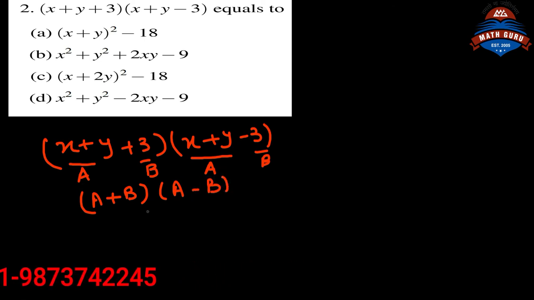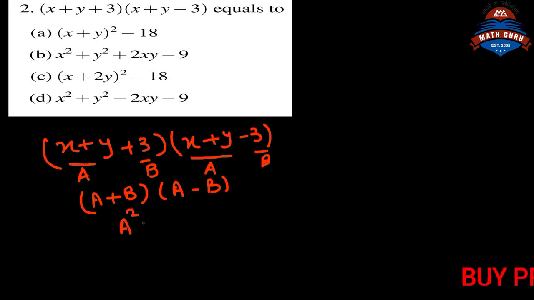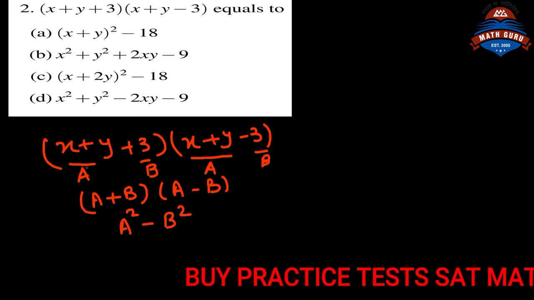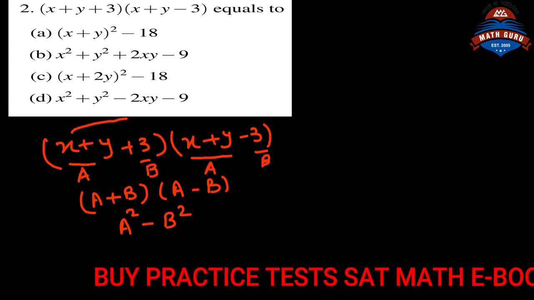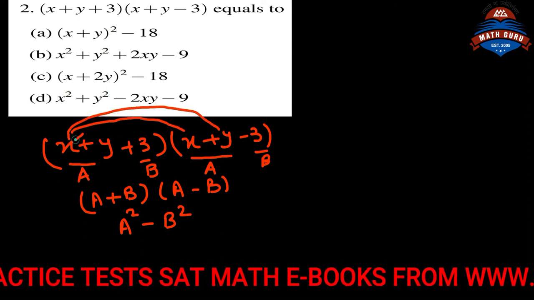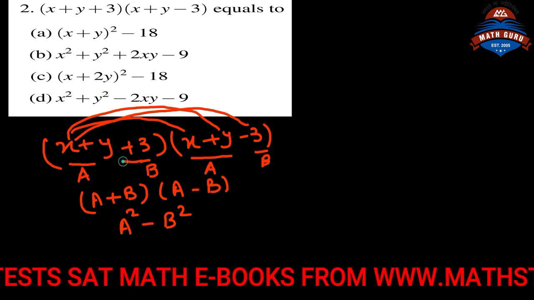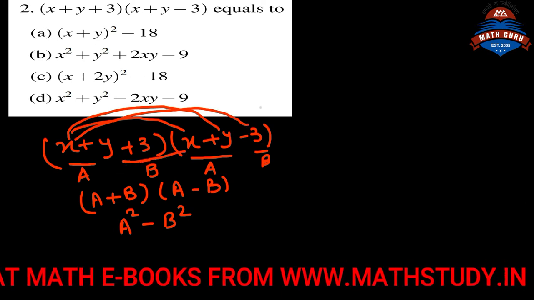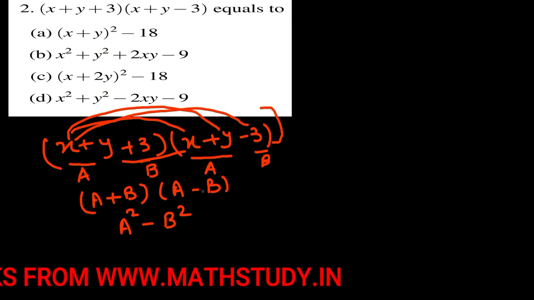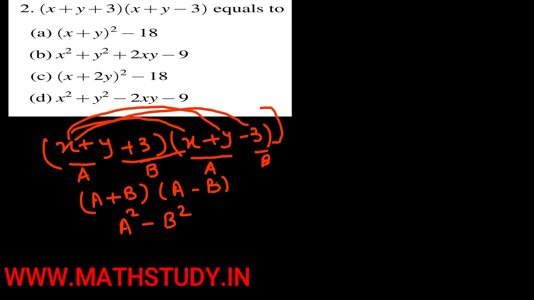So here we can easily find that a plus b into a minus b is nothing but a squared minus b squared, right? Here you need not multiply each term this way, x into x, then x into y, then x into minus 3 and y into this one, right? It is going to consume a lot of your time, so we have to apply a few techniques here.